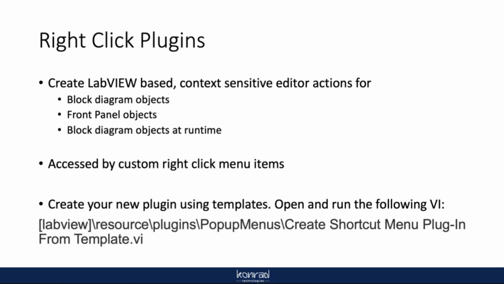Well, with the framework that exists within LabVIEW for the right-click plugins, we can detect the item that was right-clicked. We can then present a menu or a list of options available to the user specific to the type of item that was right-clicked. And we can create our own plugins using a template. So again, NI have kindly provided us with a template that we can then customize in order to have a right-click option for that particular type of item that's been selected.